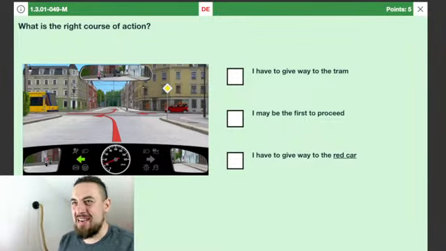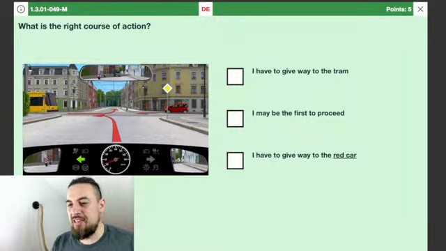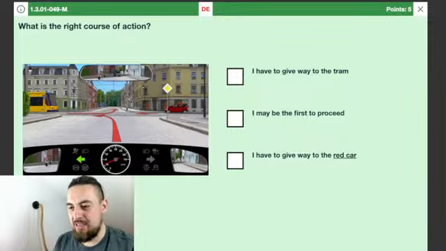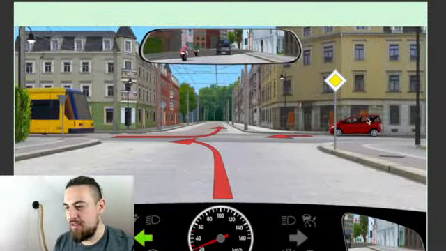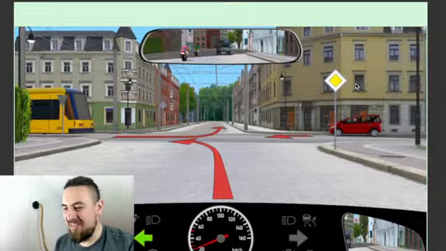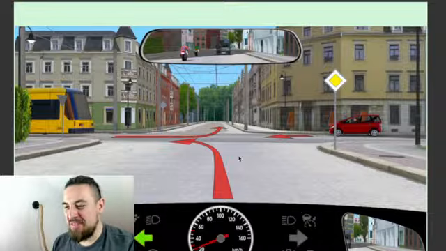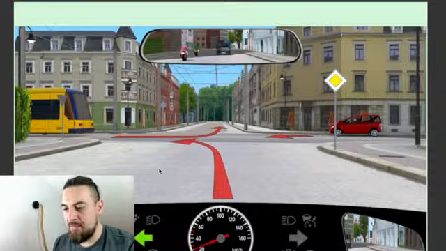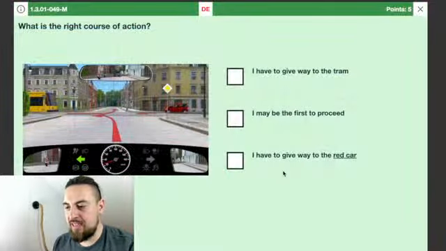So let's start now with these questions. What is the right course of action here? Okay, let's open that one. We have a priority sign here on the right hand side, and we want to turn left. Right now, we probably have priority over the cars from the left and from the right, and because there is no coming car, we could go first. So let's check. What is the right course of action?